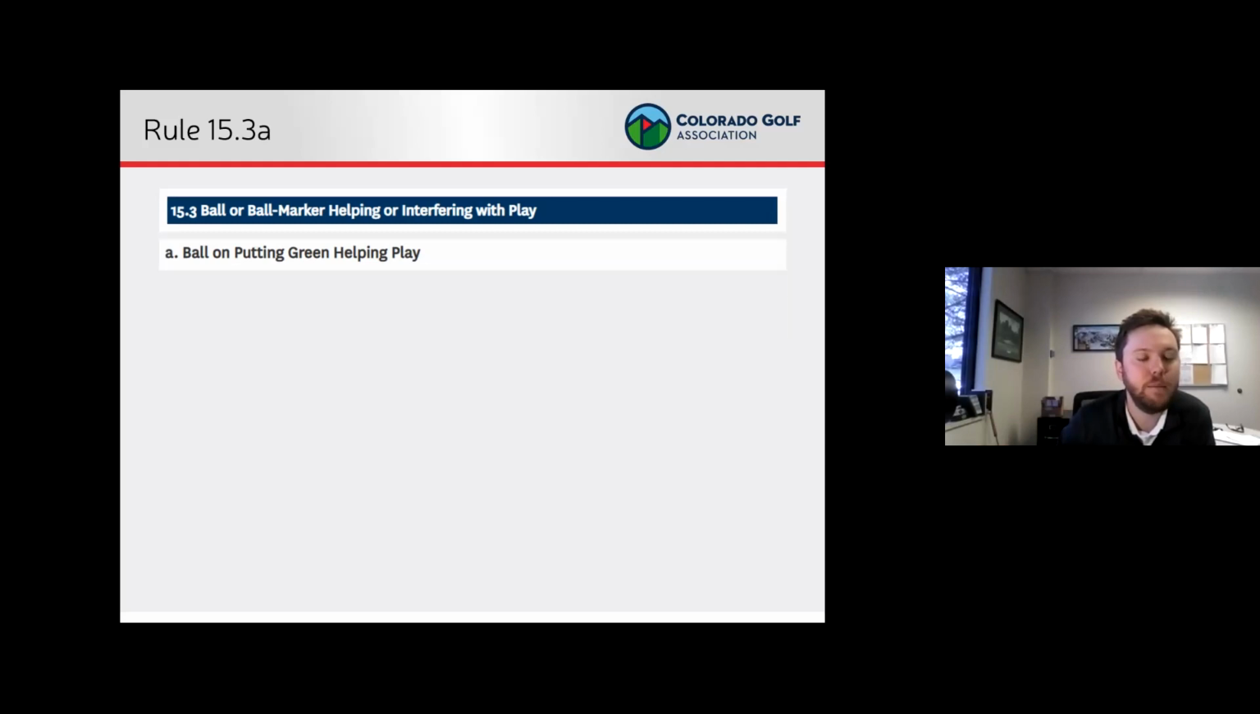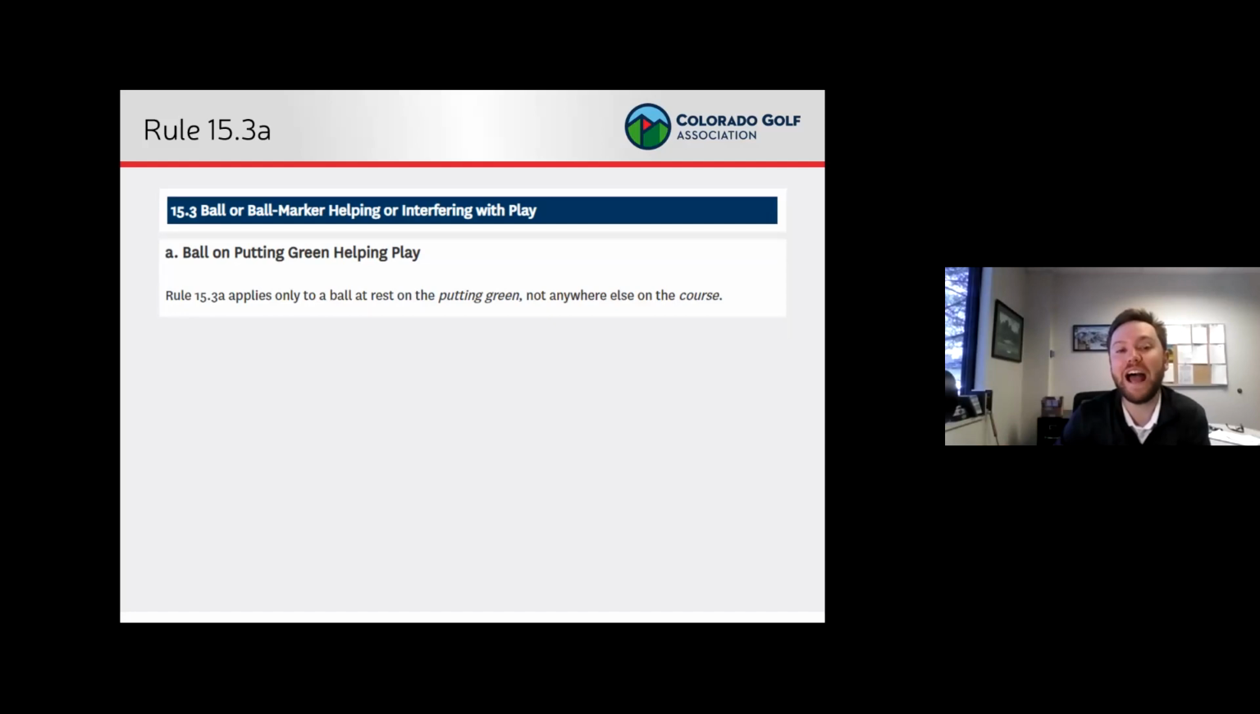But in 15.3a, we have the ball on the putting green helping with play. And this is an important thing right out of the gate. It says 15.3a applies only to a ball at rest on the putting green, not anywhere else on the course.